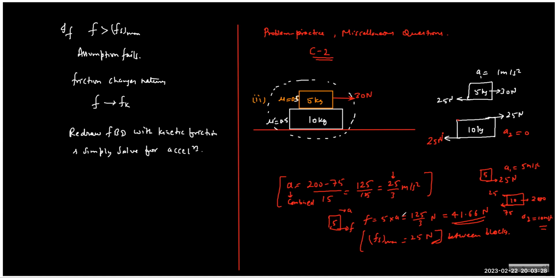And how much can we develop? 25. So what we can develop is more than what we need. So it means it will move together. So the answer is correct. The answer is 1 meter per second square. That's the answer for the question. The checkpoint is to check whether the force required for the system to move together is sufficient, or less than what is available between the blocks.